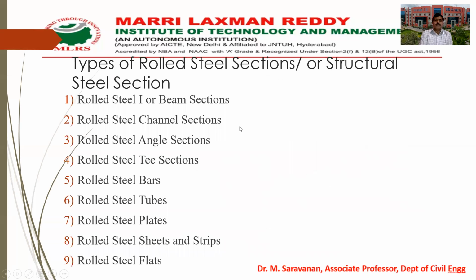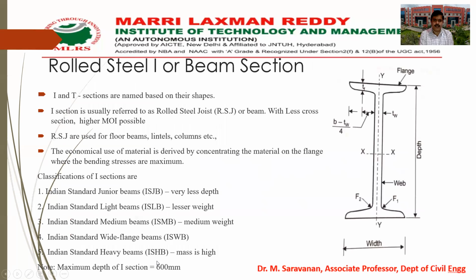So the types of rolled steel sections, or types of structural steel sections, are: rolled steel I section or rolled steel beam section; second, rolled steel channel section; third, rolled steel angle section; rolled steel T section; rolled steel bars; rolled steel tubes; rolled steel plates; rolled steel sheets and strips; rolled steel flats. Now we can see them one by one, starting with the rolled steel I or beam section.